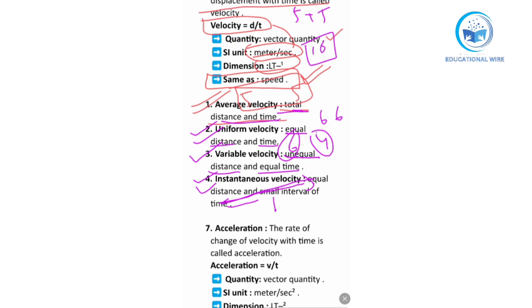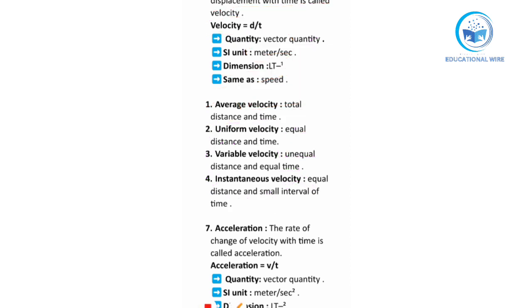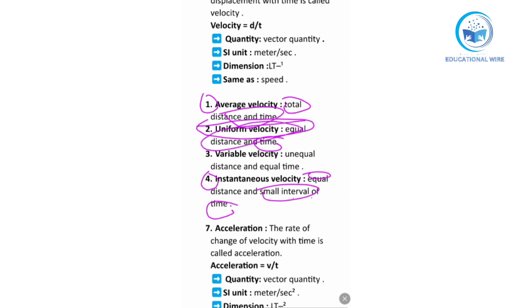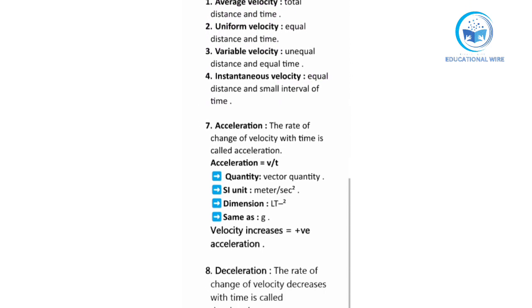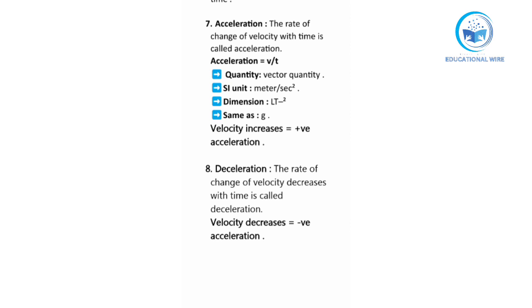After that, there's one more thing that I want to inform you: instantaneous velocity and average velocity are equal to uniform velocity. This is the main point, because it has total distance and total time, and equal distance in a small interval of time, so it will multiply with this one. It has equal time and equal distance, so it's called the uniform velocity. Let's move towards acceleration.